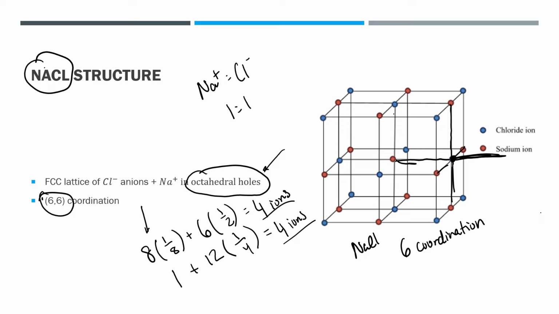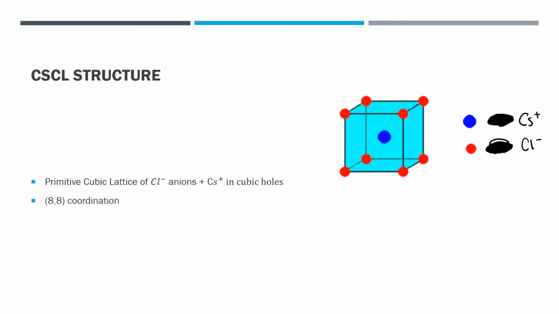Okay, so that's what coordination number is. It just tells me, how many nearest neighbors does my ion have? And that's an important concept that will come up with different structures in this video. All right, so the next structure I want to discuss is the cesium chloride structure.